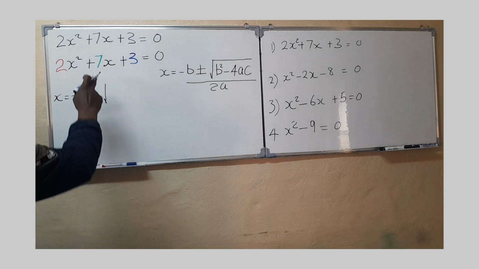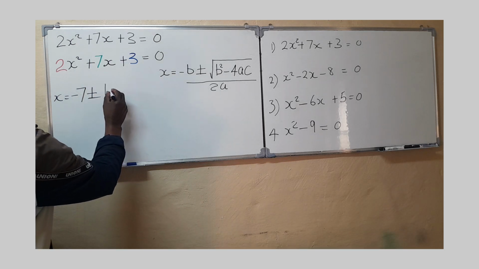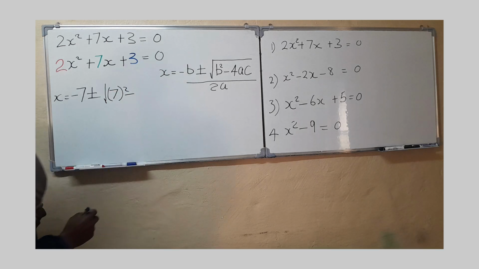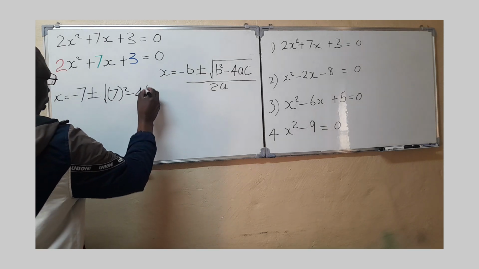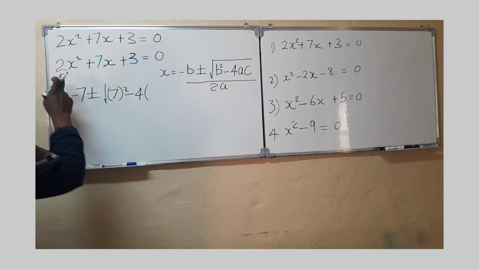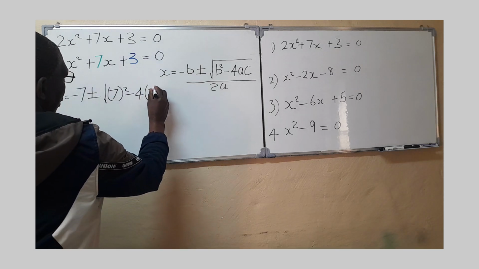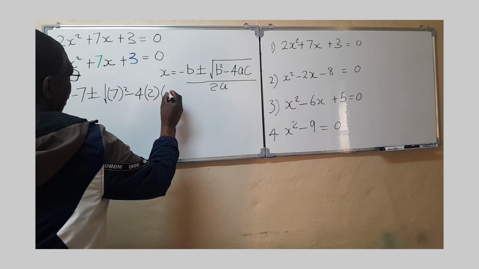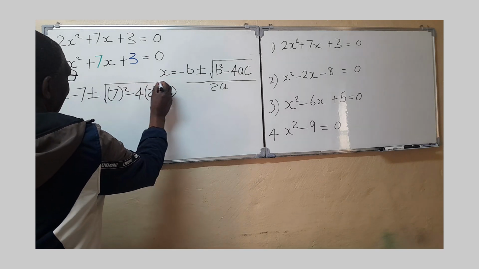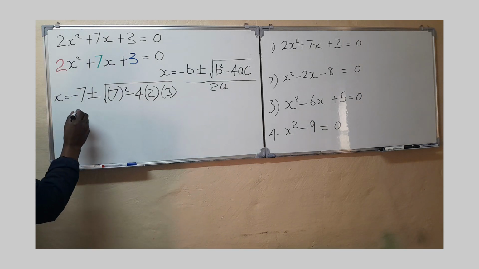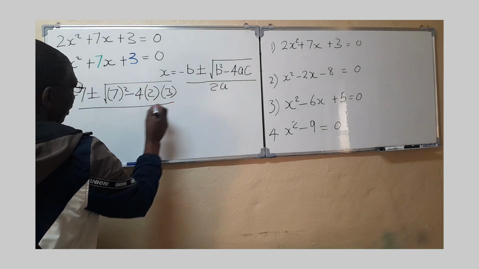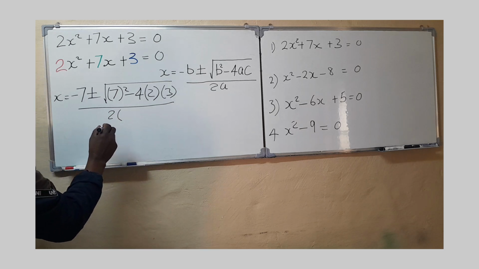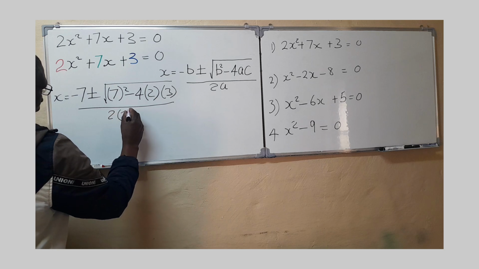Plus or minus b squared, which is 7 times 7, which is, let's write it like that, 7 squared, minus 4 multiplied by what? By a. What is our a? Our a is 2. Multiplied again by our c. Our c is 3. So everything here is under the square root sign, and all this has to be divided by 2 multiplied by a, which is 2. So it's 2 times 2.